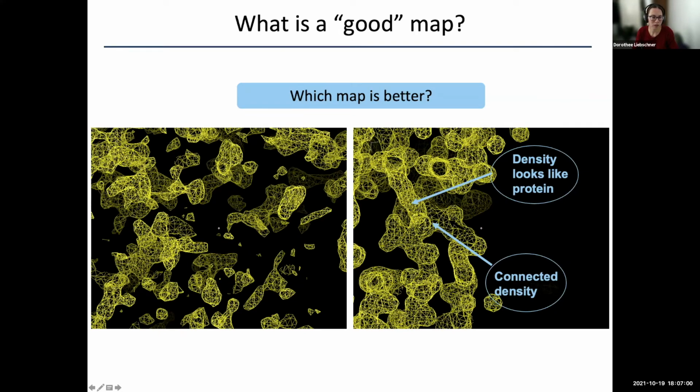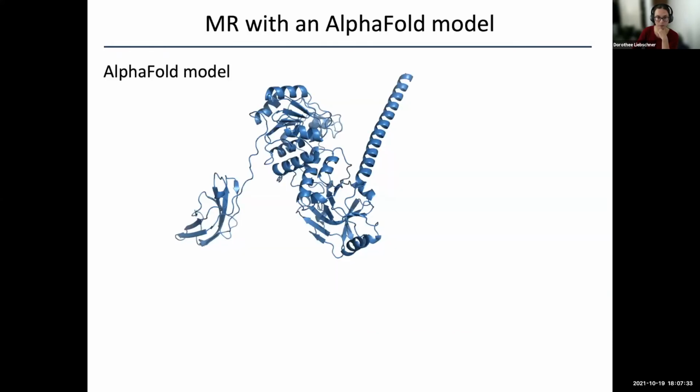If I increase the contour, then maybe some density will get more connected, but then I will also get more noise. And then there is one more item, and that's a flat solvent region. I think that was also mentioned somewhere, that the solvent region has less noise. So all these are properties of a good map. So let's move on to our tutorial.